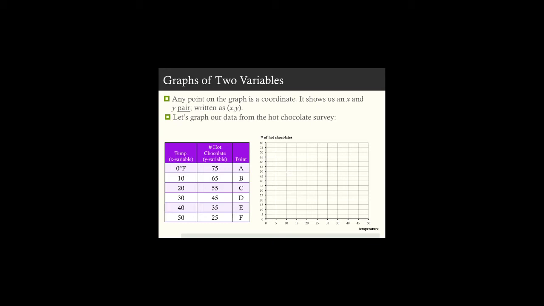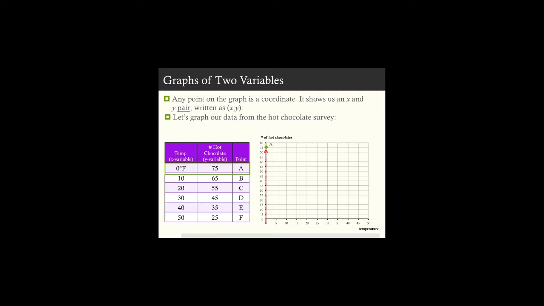So let's go ahead and graph our data from the hot chocolate survey. To the left is the data that we collected from before, and to the right is the positive quadrant. Let's define the temperature as the x variable and plot it along the x-axis. And let's define the number of hot chocolates as the y variable and plot it along the y-axis. Let's start with point A.